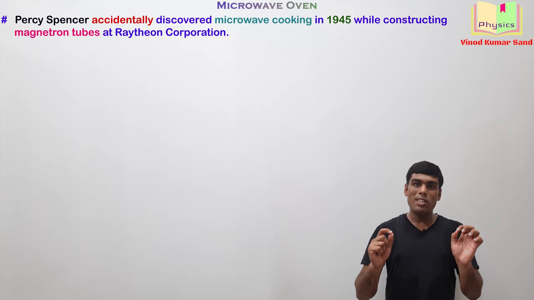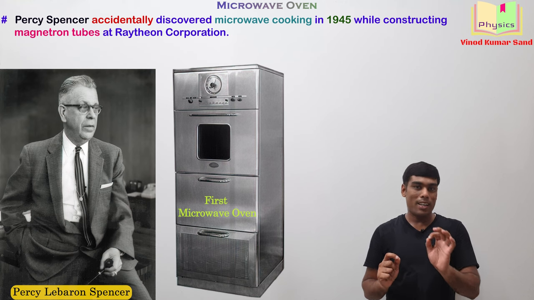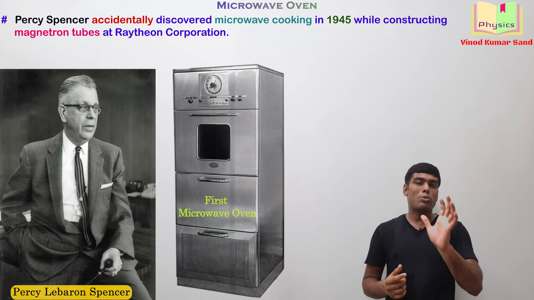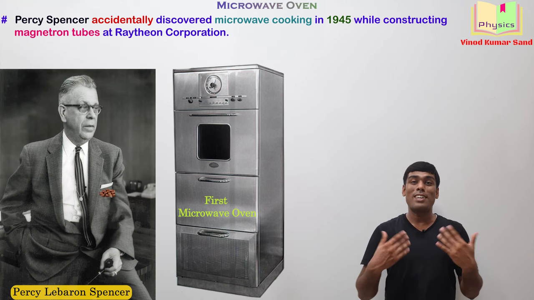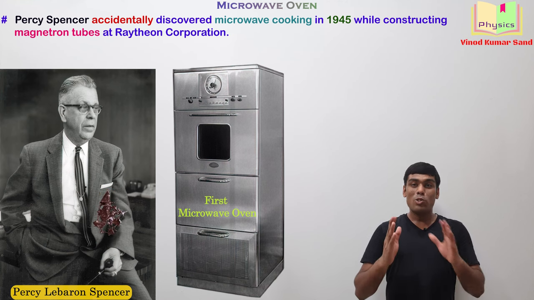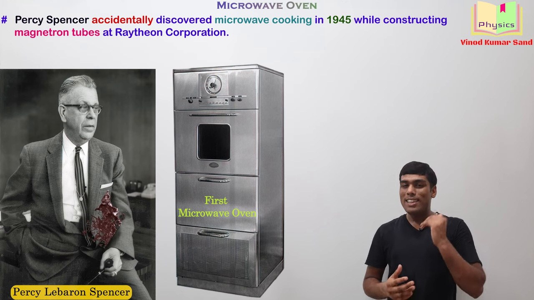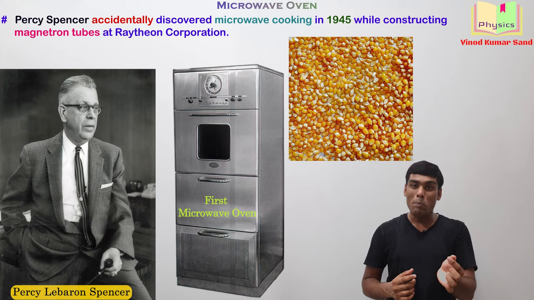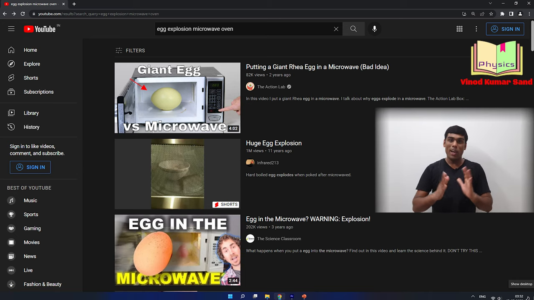Percy Spencer discovered microwave cooking accidentally. In 1945, he was building a magnetron tube, and the chocolate inside his pocket started melting. He knew that electromagnetic waves carry energy, so he thought this energy could be used to cook food. He tried with popcorn kernels, and they popped. Then he tried a raw egg, which exploded. So this is how the microwave oven was discovered.